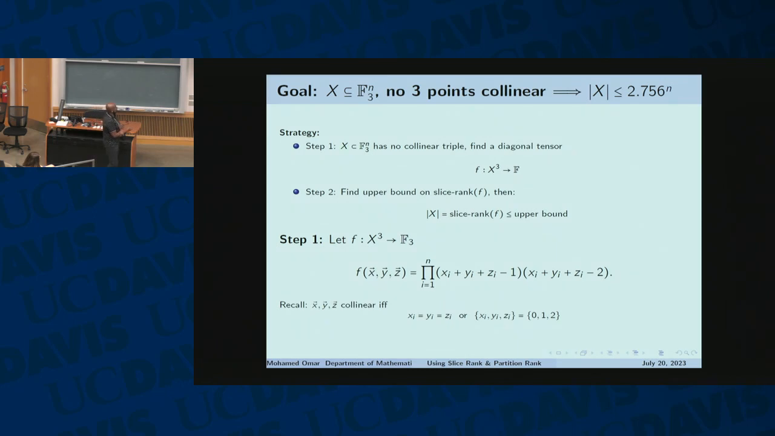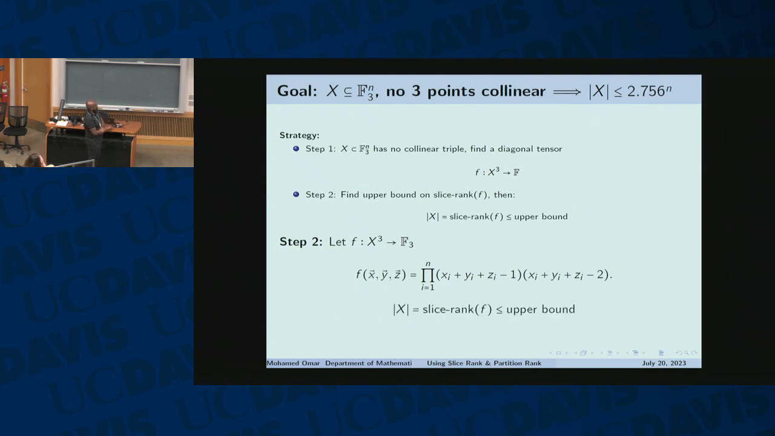Okay, so now because this function is actually diagonal, we can go to step 2 and find an upper bound on our set by figuring out an upper bound on the slice rank instead. Now, why would one want to do something like this?